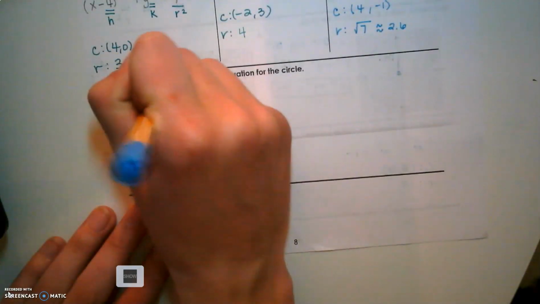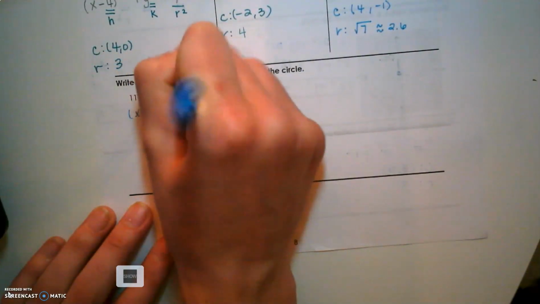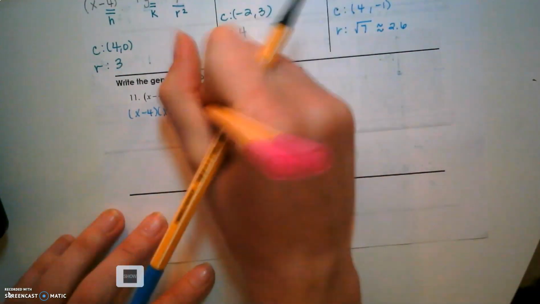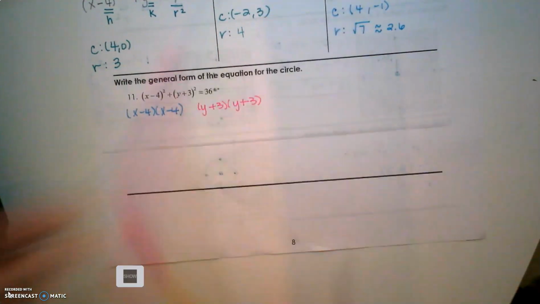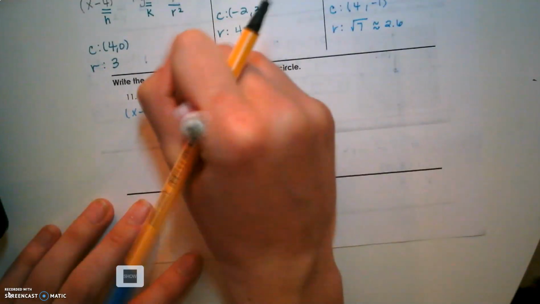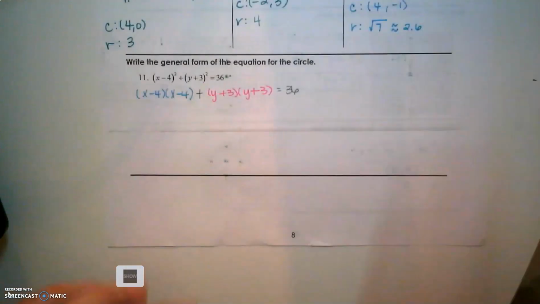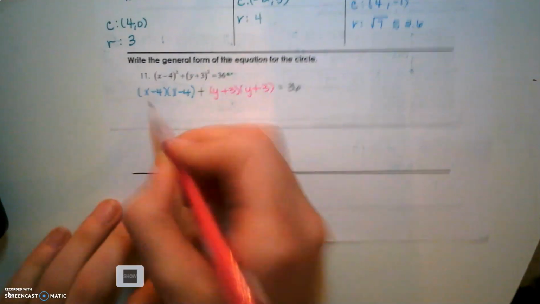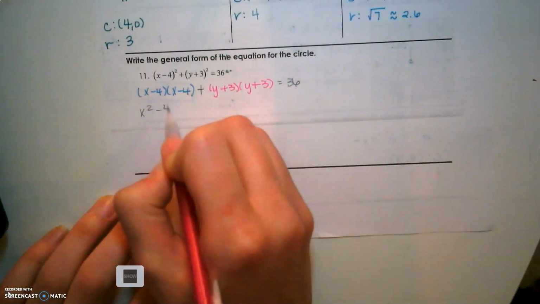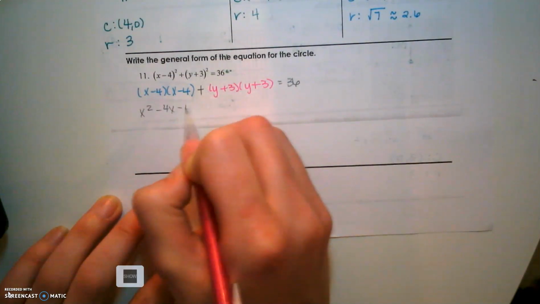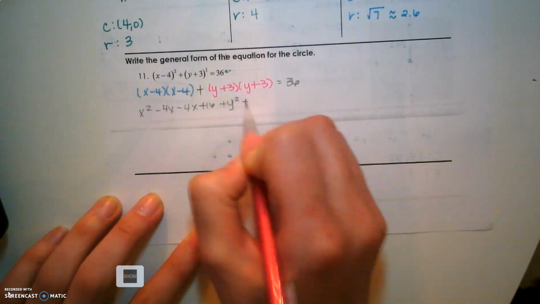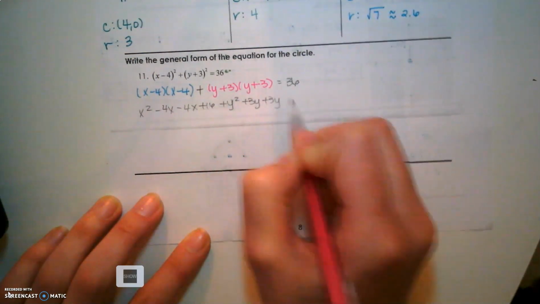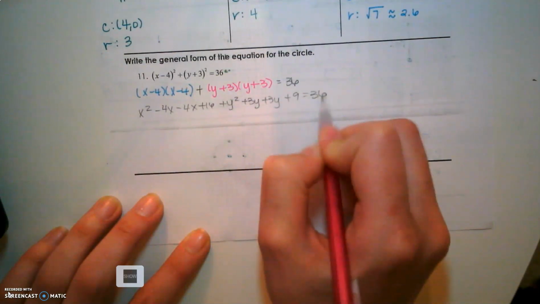I'm going to say x minus 4 times x minus 4. I'm going to rewrite this as y plus 3 times y plus 3. And we're still adding those together, and it equals 36. So I'm going to multiply it out. To get to general form, I'm going to multiply it out. So this is going to be x squared minus 4x plus 16, plus y squared plus 3y plus 3y plus 9 is equal to 36.